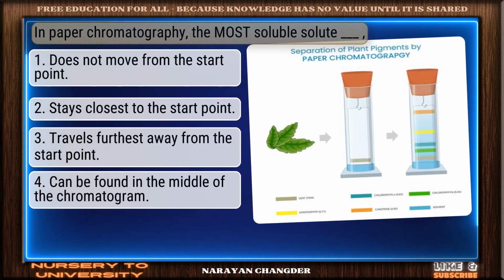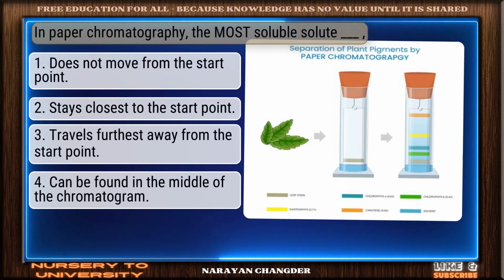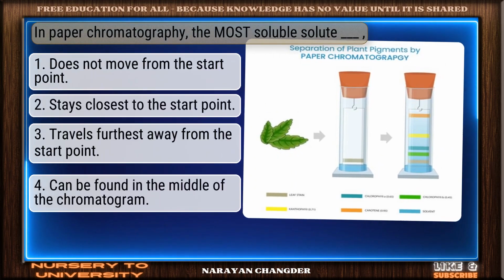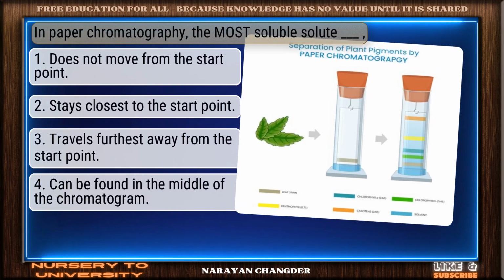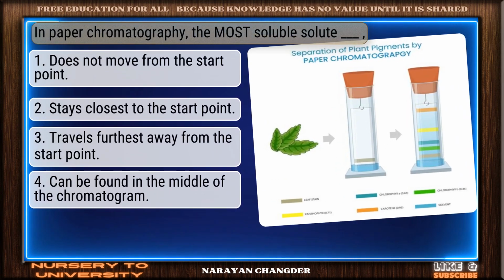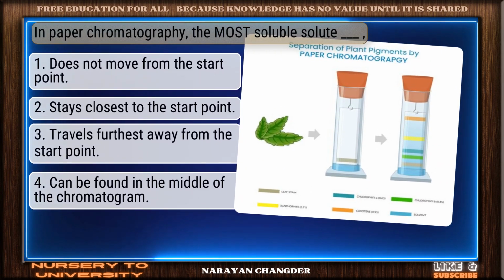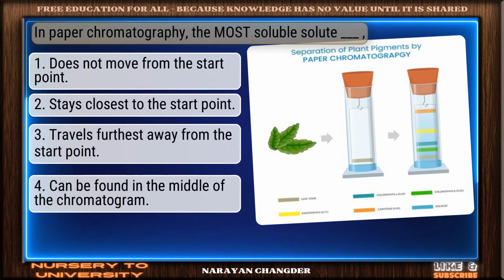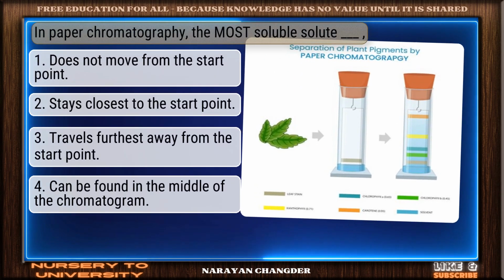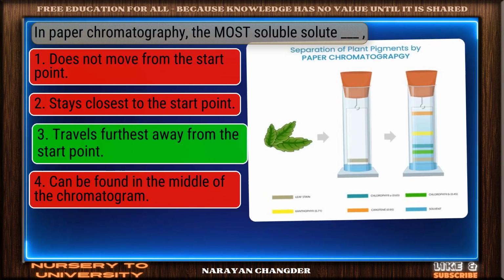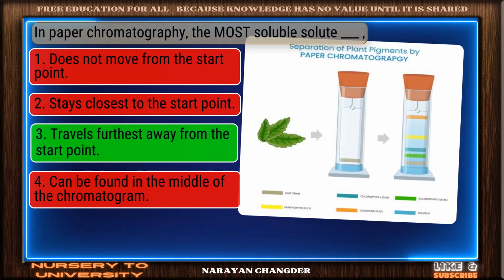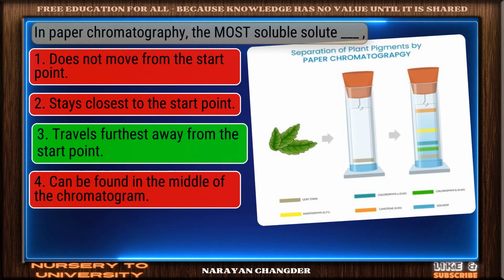In paper chromatography, the most soluble solute ___. Option 1, does not move from the start point. Option 2, stays closest to the start point. Option 3, travels furthest away from the start point. Option 4, can be found in the middle of the chromatogram. Yeah, travels furthest away from the start point is correct.